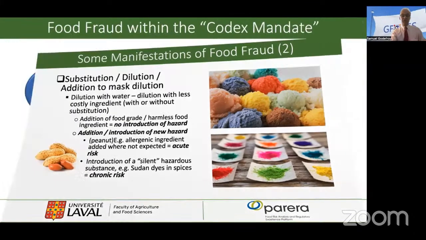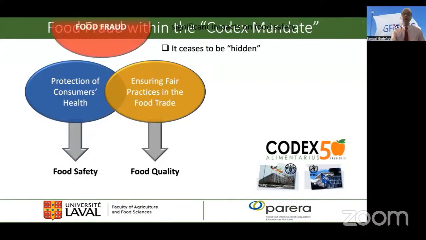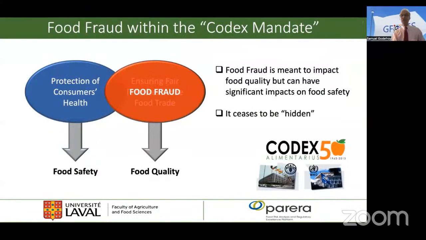acute risk. Now, when we try to position the way food fraud needs to be managed, considering the Codex mandate, which is essentially aiming to protect consumers' health, so essentially with the food safety objective, and with a second objective, ensuring fair practices in the food trade, primarily food fraud incidents are meant for the most part to alter the representation of the food, and they tend to cover the second mandate of Codex.